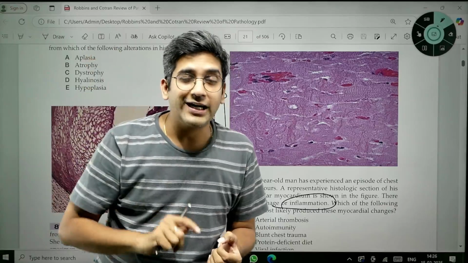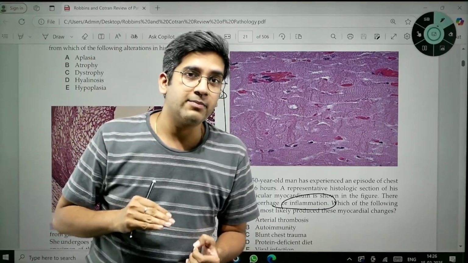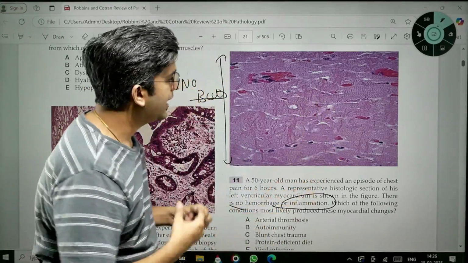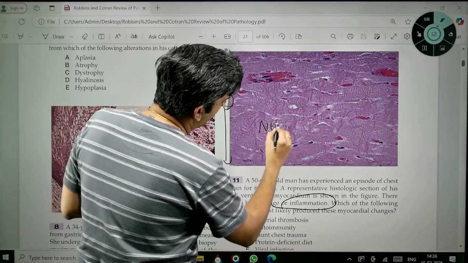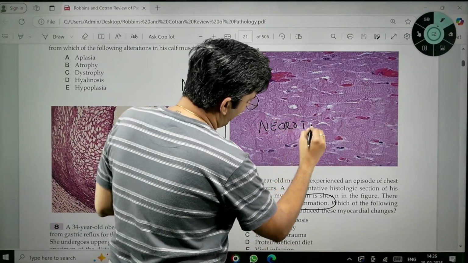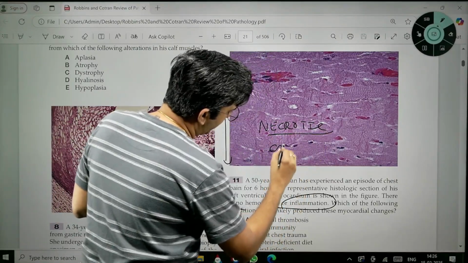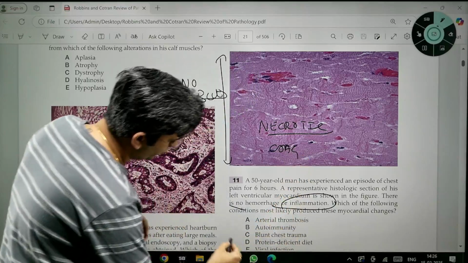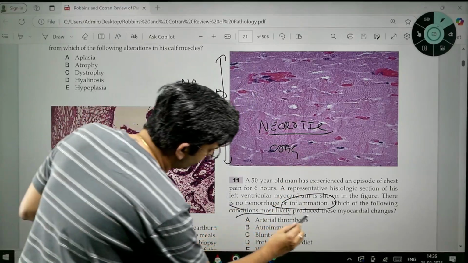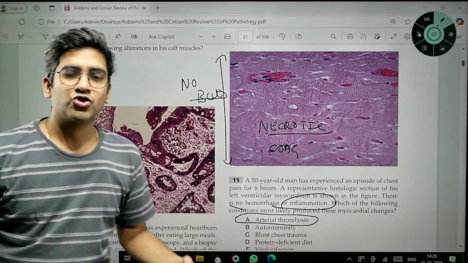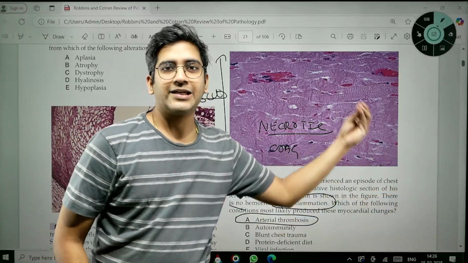We'll read the postmortem appearance in MI when you go to the cardiac chapter. That time this will definitely come in handy, but undoubtedly, this is a necrotic myocardium. Undoubtedly, it's a coagulative necrotic myocardium. And the reason for the coagulative necrosis should have been an arterial thrombus. Right, ischemia, thrombus, that's causing MI, and that's the microscopic finding here.